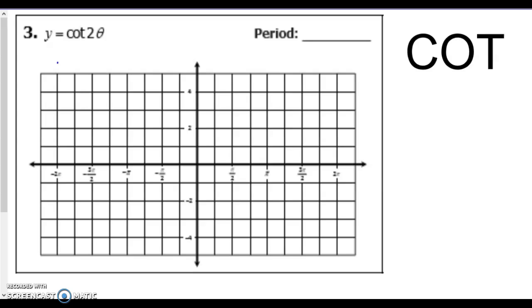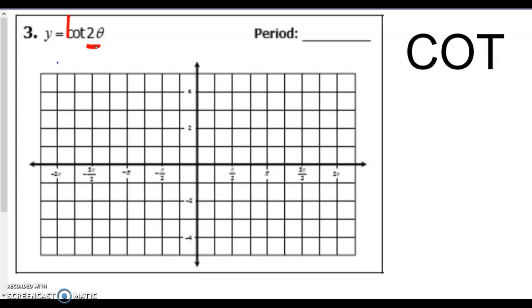So let's practice some cotangent graphs. I'm going to look at several things. I'm going to look up front and figure out what my A is. Well, my A is 1, which means it's not stretching up and down. But see my B, it's 2. So I think, does that make it skinnier or wider?